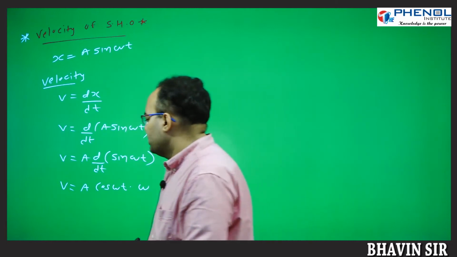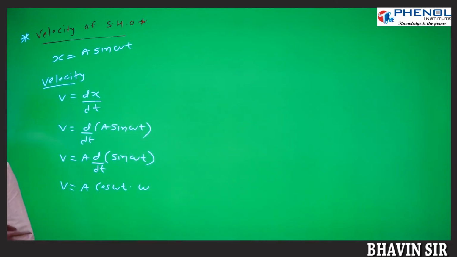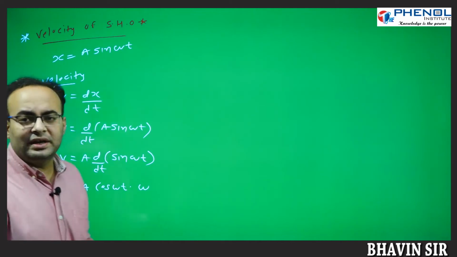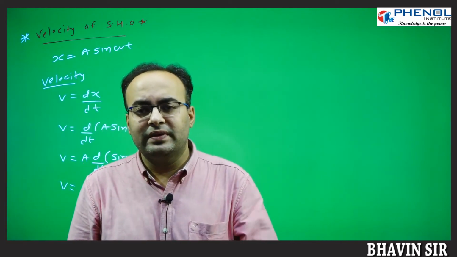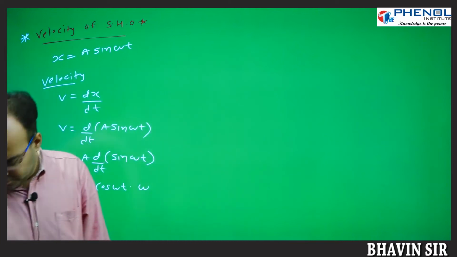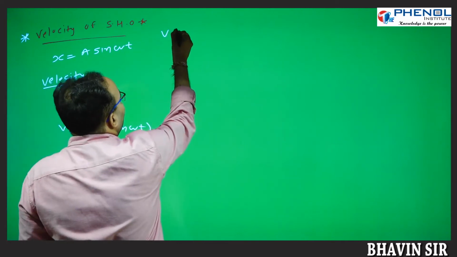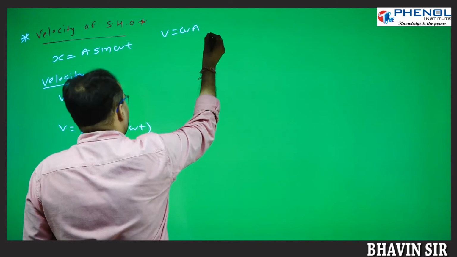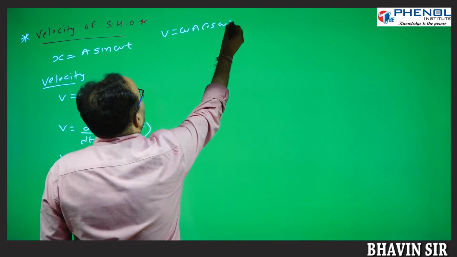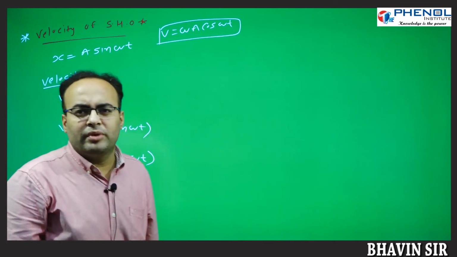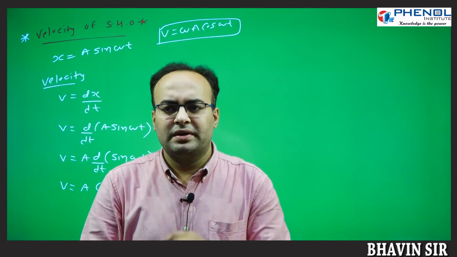Chalo, so here a cos omega t into omega, multiply with the coefficient of t. And in case of integration, students, divide by the coefficient of t. Chalo, so what is the velocity? Omega a cos omega t. What is the velocity? Omega a cos omega t.